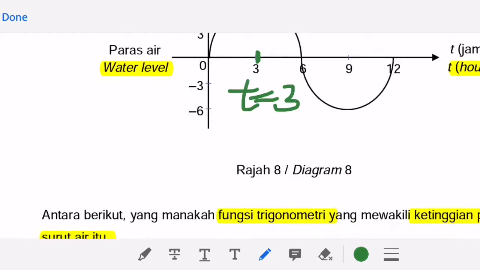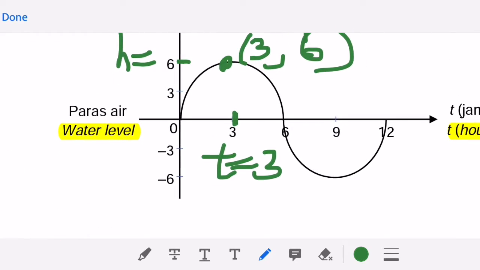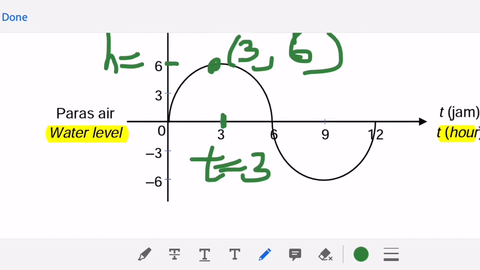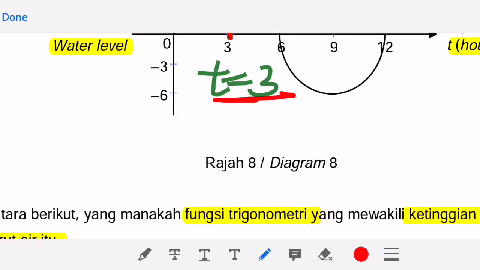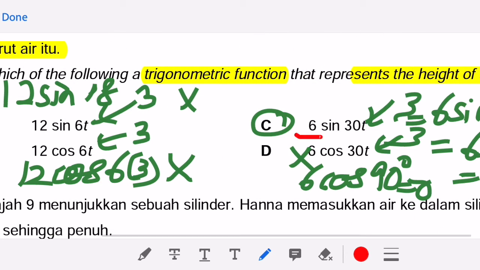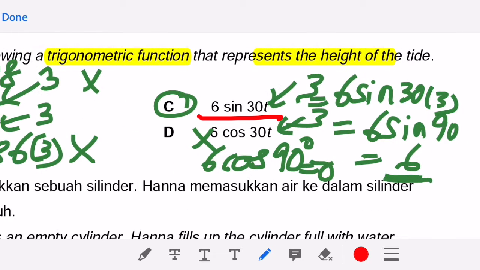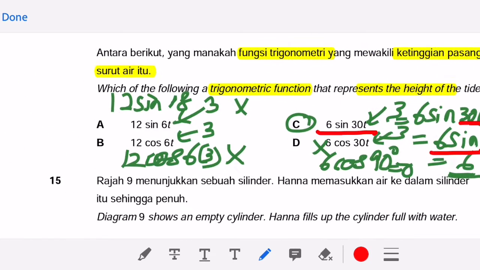So in future, when you see a sine or cos graph and they're asking for a value, you can substitute to check whether, if t equals 3, you are getting h equal to 6. Read the graph, 3, 6. Write down the coordinates and substitute. If you substitute 3 inside, 6 sine 30 times 3, 30 times 3 is 90 degrees, and 6 times sine 90 is 6 for sure. You can check.